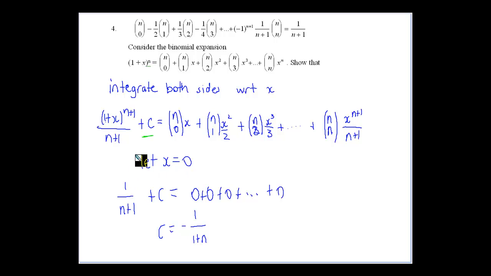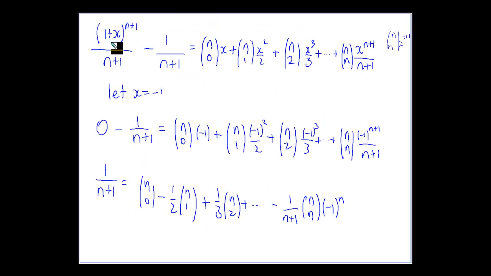So what we need to do is say, well, what's the constant going to be? The easiest way to do that is to put x equal to 0 on this side, and I get a whole bunch of zeros. Put a 0 in there, I get 1 plus 0, so just 1 to the power of n plus 1, so it's 1 over n plus 1, plus the constant. So our constant is minus 1 over n plus 1. That's our constant of integration. And we get our expression there: (1 plus x) to the power of n plus 1 over n plus 1, minus 1 over n plus 1.